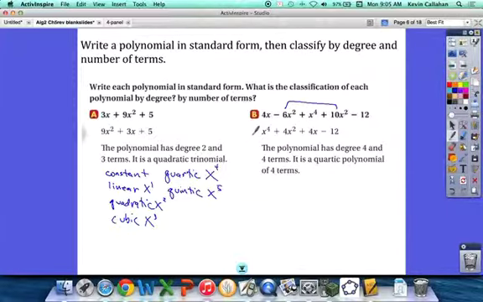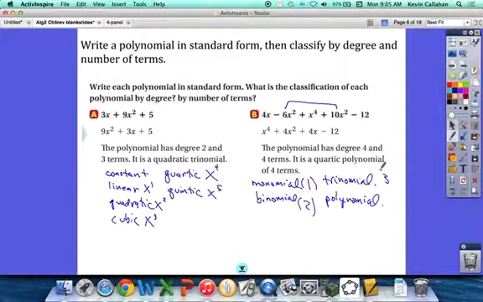Right? And then this one, by degree, x to the fourth, you say quartic, and by number of terms, remember, these are our choices. Monomial, binomial, trinomial, polynomial. This is one term. This is two terms. This is three terms. This is 4 plus.